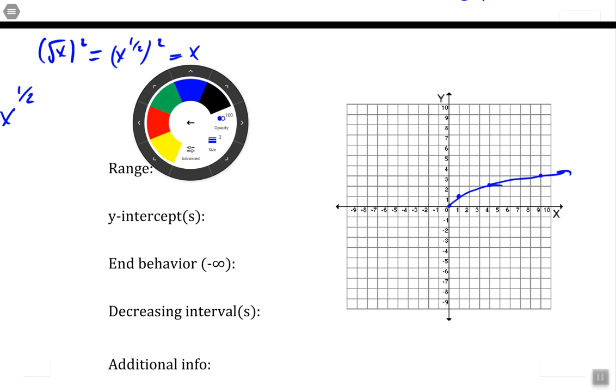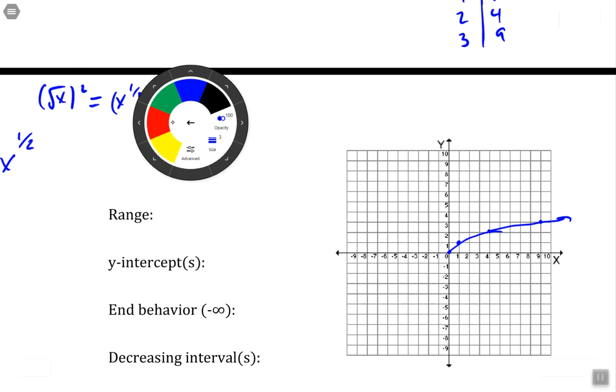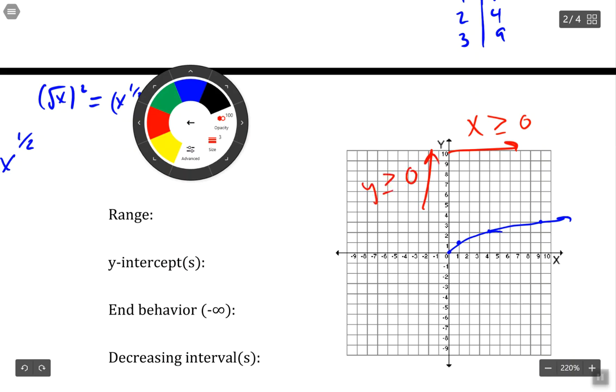So if we keep it real, everything underneath the square root has to be positive. Because of this drawing, we only want the x's that are greater than or equal to 0. Does that make sense? Is that our graph? What about the y's? We only want the y's that are greater than or equal to 0. No negative values, no negative x's, because we're keeping it real.